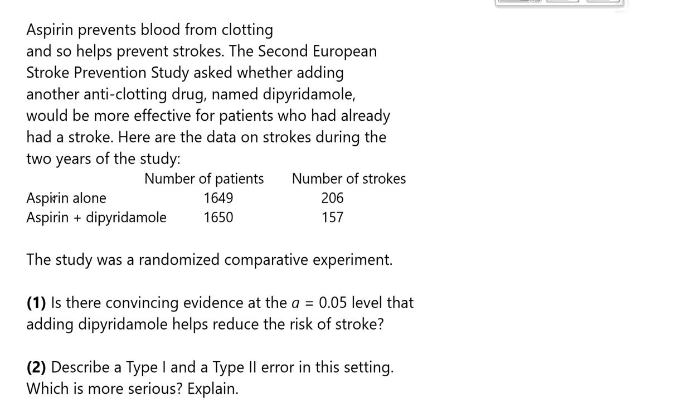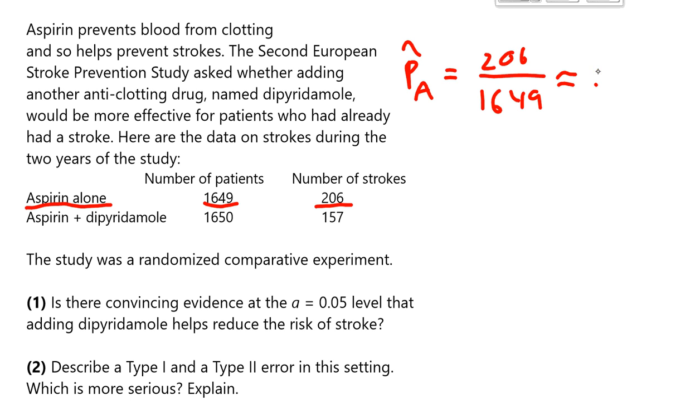If we take a look, we can see aspirin alone in this first group, and we can see that there were 1,649 patients who participated in that part of the study, and 206 of them had strokes. So sort of a first step might be, let's compare the two proportions from our samples and see if there's even a difference. And so I'm going to call this p hat sub aspirin, the proportion of people who had strokes in the study from the aspirin group. So we take the number who had strokes divided by the number of people in that part of the study, and we get a proportion of about 0.125, 12.5%.